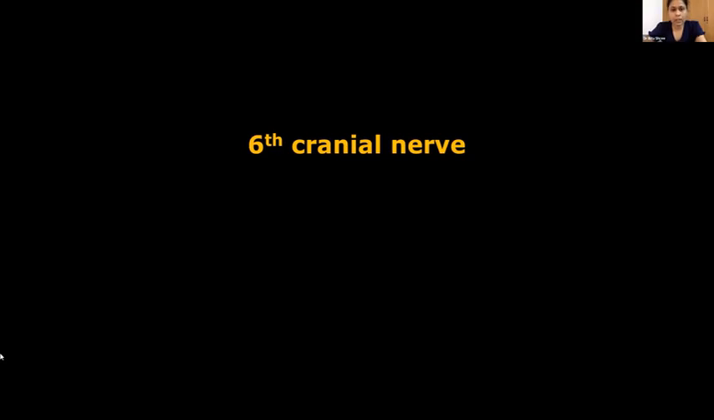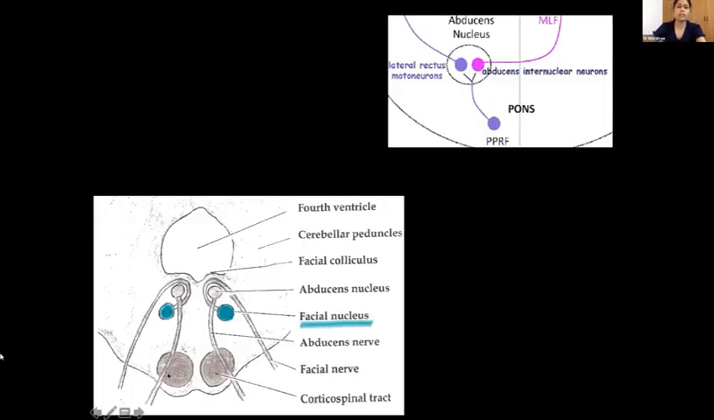Moving on to the sixth cranial nerve. The sixth cranial nerve nucleus lies under the floor of the fourth ventricle in the lower part of the pons, and it lies in close contact with the seventh nerve, the facial nerve, because the genu of the facial nerve lies just above the abducens nucleus and forms the facial colliculus. So whenever we have nuclear lesions of the sixth nerve, it is usually accompanied by lesions of the seventh nerve also.